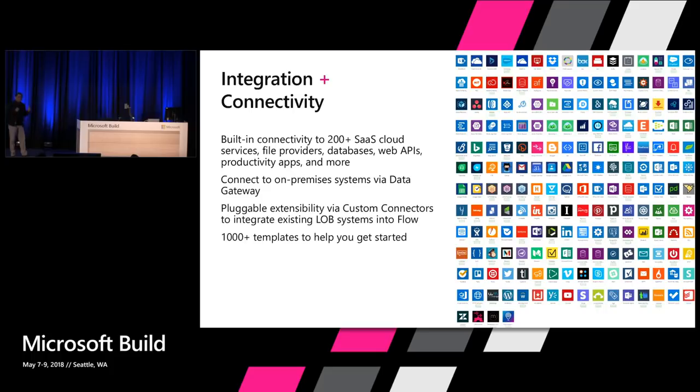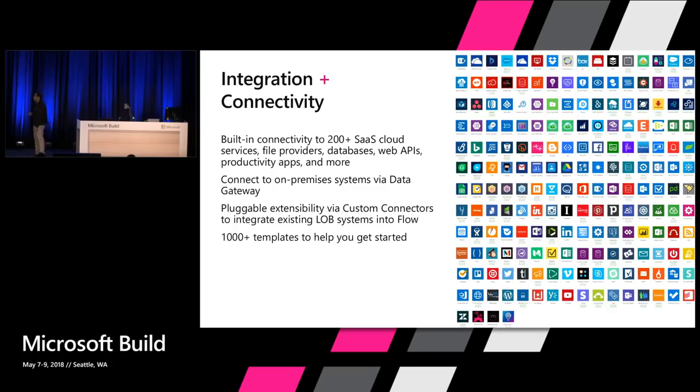Now, like I mentioned, the secret sauce behind Flow is its connectivity. And we have connectivity to over 200 SaaS cloud services. And this keeps growing week by week, so I'm always off on the number, but it's over 200 last time I checked. And this is for file providers, for databases, for CRM software, for web APIs, for productivity apps, and much, much more. If you have your data on-premise, let's say you're using SQL on-prem or SharePoint on-prem, we have you covered using a data gateway. If you want to connect your workflows to some existing line of business APIs, we have you covered through custom connectors. If there's a connector that's missing here, just go ahead and build your own custom connector, bring it in through Swagger, and you're ready to go.